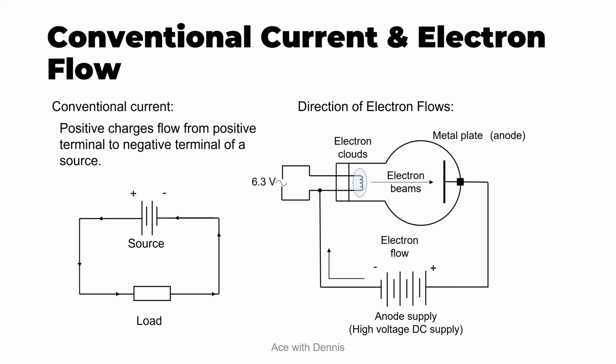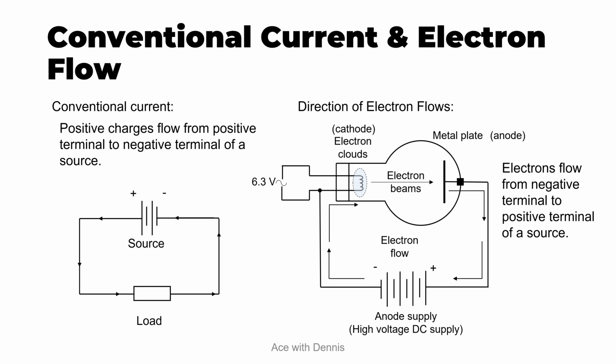So here is the electron flow. It flows out from the negative terminal of the anode supply towards the filament, and then the electron beam touches the metal plate and the electrons flow back to the positive terminal of the anode supply. So the filament is the cathode or the negative terminal. Comparing these two diagrams, electrons flow from the negative terminal to the positive terminal of a source. Electrons flow in the opposite direction of conventional current.